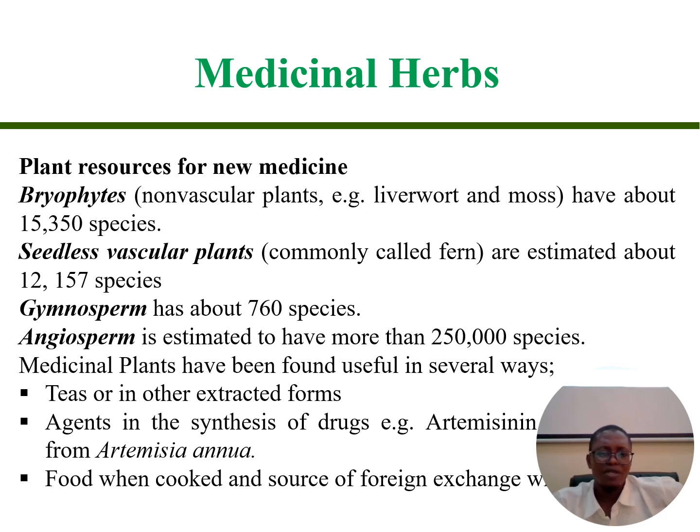And angiosperms have been found to be very useful in several ways. They've been found to be useful in tea or in extracted forms. They've been found to be useful in the synthesis of new drugs like artemisinin. The widely known artesunate or artemether is gotten from a lead compound, artemisinin, isolated from Artemisia annua, which is a Chinese plant.